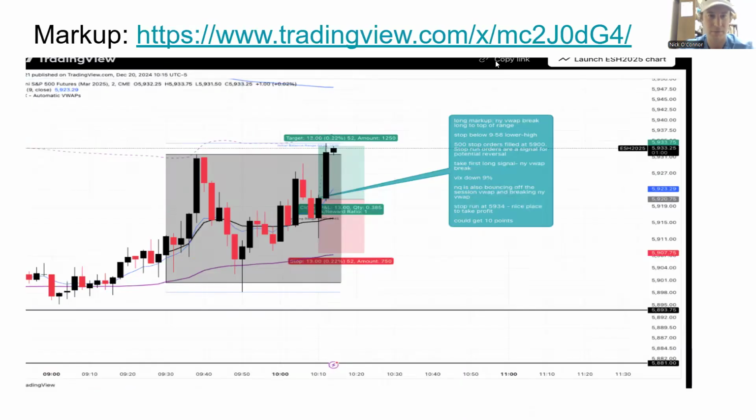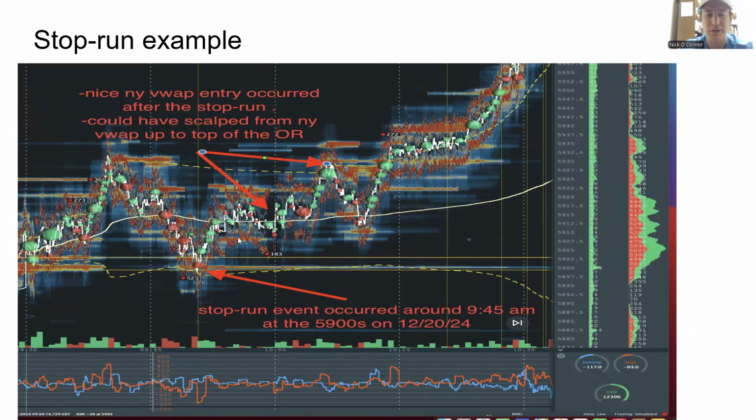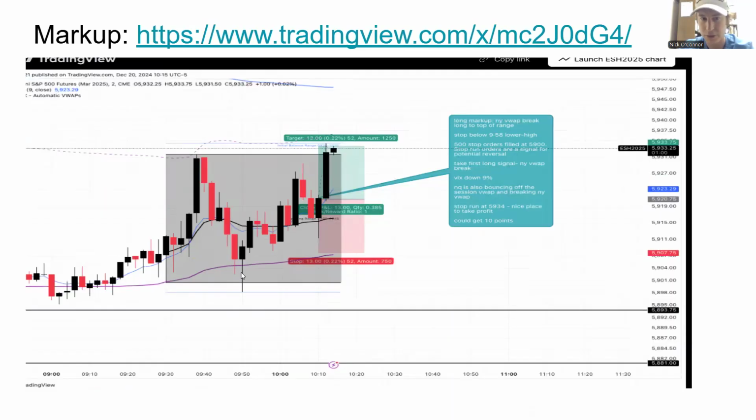And so this is a markup of a trade that you could have taken based on this information. So you see 5,900 is where the stop run was detected, more or less. And on the chart, 5,900 is basically at this purple VWAP, the session VWAP, overnight VWAP, whatever you want to call it. It gets filled right around here. We find a nice area of support, and we just continue to make higher highs and higher lows.